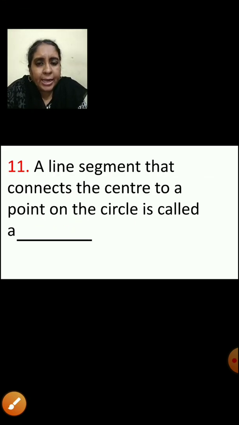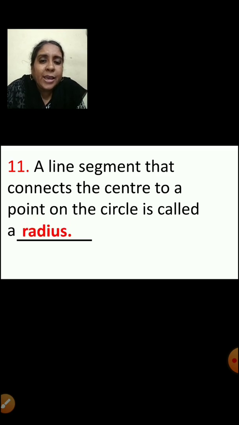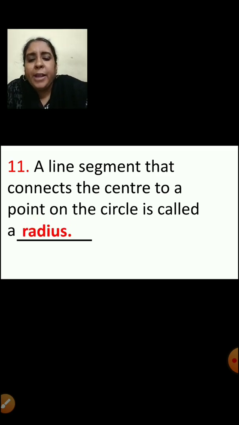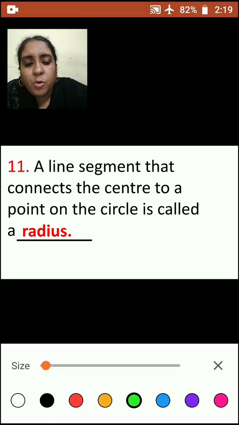Now, we will see 11th question. A line segment that connects the center to a point on the circle is called a dash. What it is called? Yes, it is called a radius. I'll show you how.